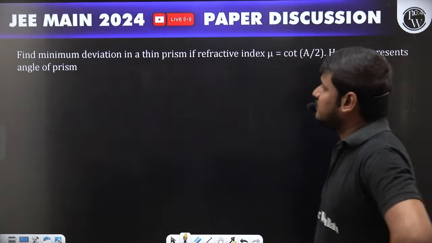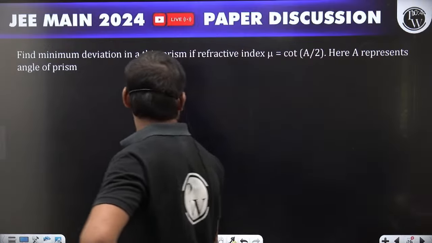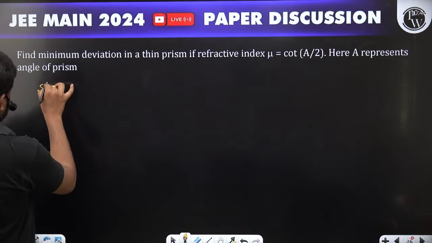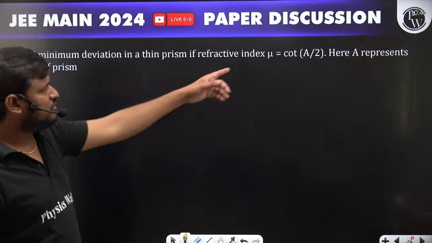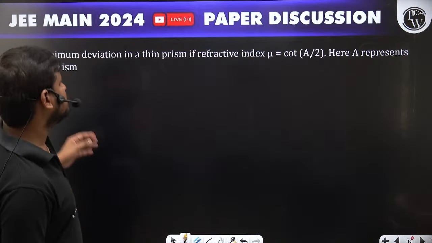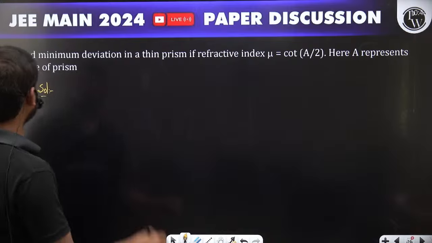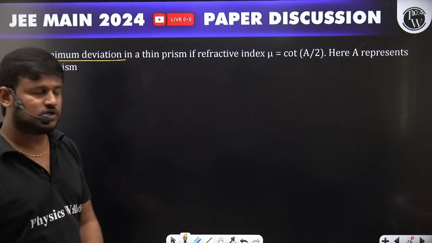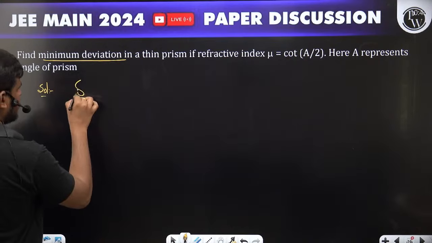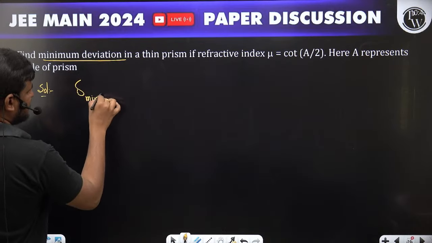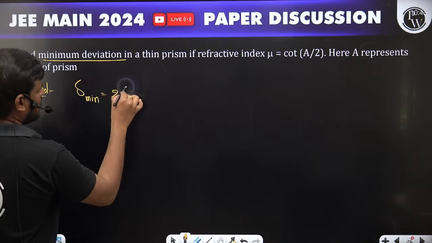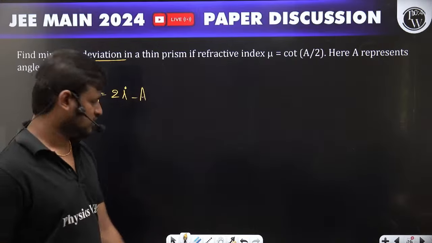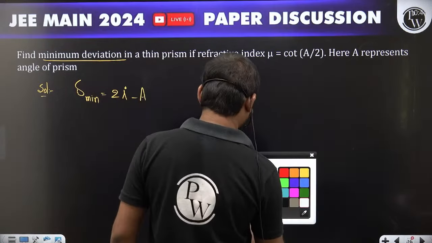So the next question. Find the minimum deviation in a prism if the refractive index is given. If the refractive index mu is equal to cot A by 2, here A represents the angle of prism. So what we have to calculate? The minimum deviation. The del minimum for the prism is 2i naught minus A, where A is the angle of prism.